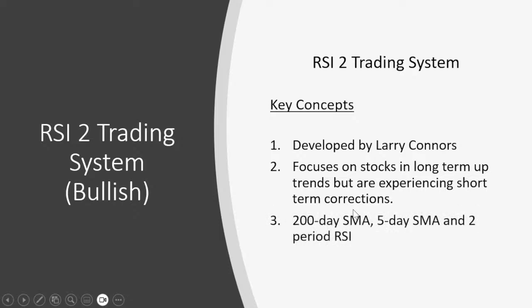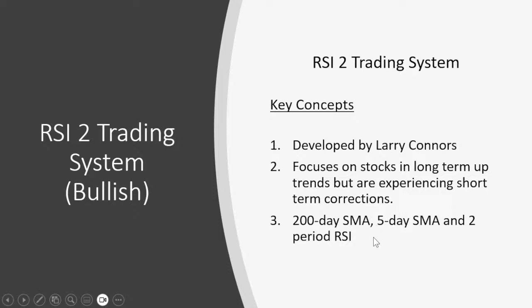And what I love about this system is that it is so simple. It only uses 3 indicators. A 200-day simple moving average to identify the long-term trend, and a 5-day simple moving average and the 2-period RSI. He uses both of those indicators for the short-term trend or the short-term correction.